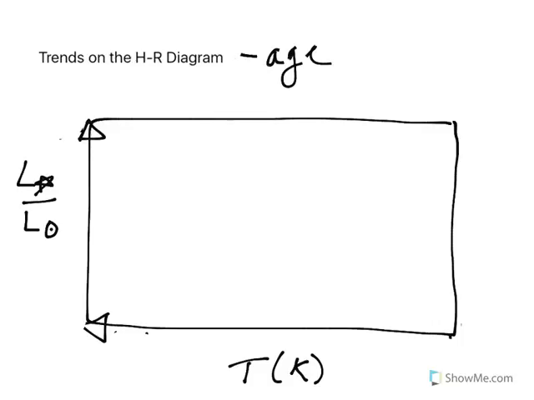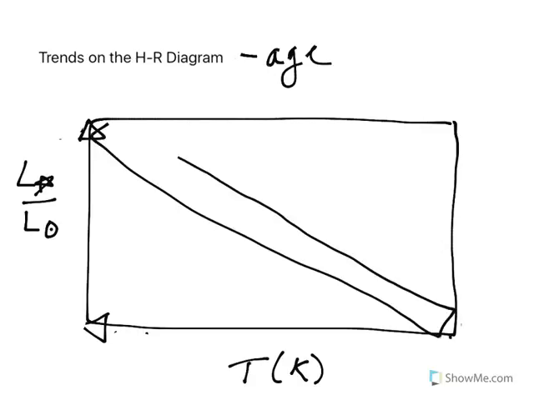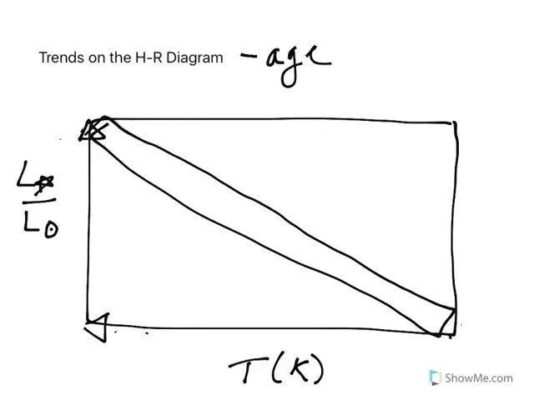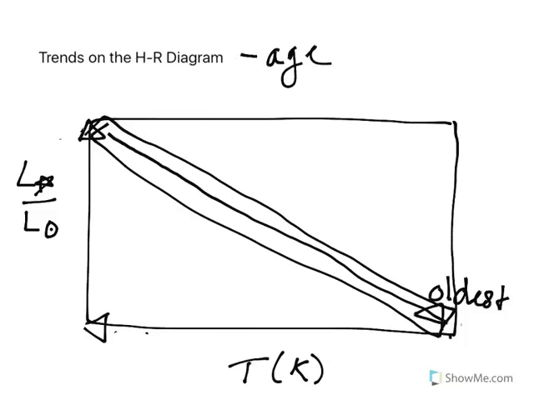Where will we find the oldest stars on the main sequence, and where will we find the youngest stars? Once again, we have to draw the main sequence in. I can't tell you about the trend in the age of stars above or below the main sequence, but what I can do is tell you along the main sequence. So we want to draw a line that goes from upper left to bottom right. The oldest stars on the main sequence are down at the bottom right, and the youngest stars on the main sequence are at the upper left.